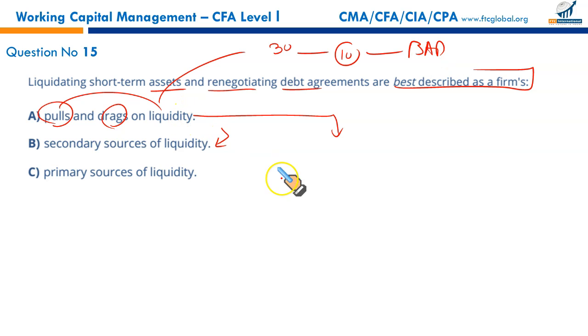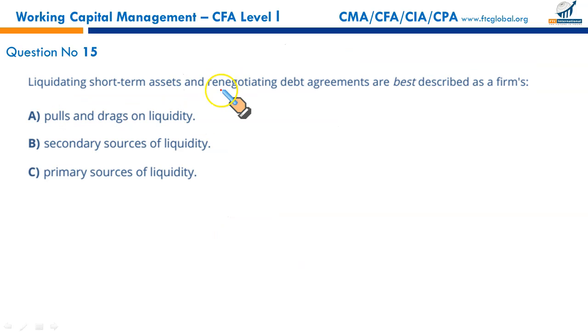And drag on liquidity means your customers should pay you in 60 days, but you ask them for payment after 100 days, which is very bad. You're doing totally opposite to what you should be doing. You are delaying your collections and you are speeding up your payments, and you will definitely be in trouble. This is a very bad approach. Pulls and drags on liquidity will put you in trouble, in a liquidity crunch.